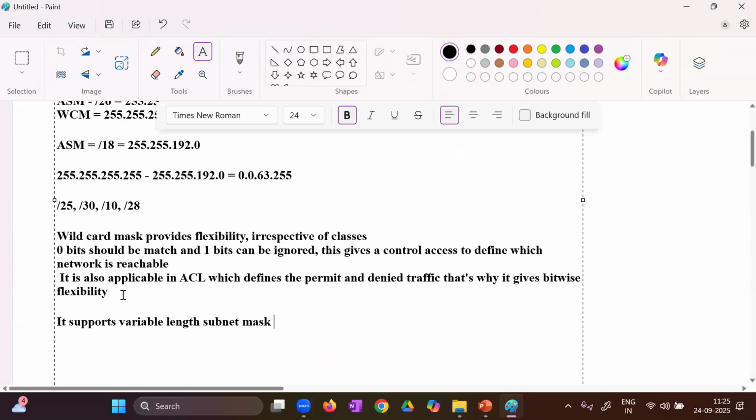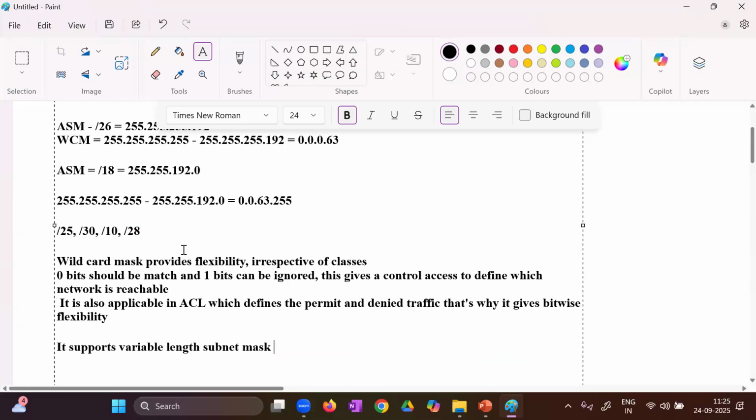Subnet mask, first thing. Then further you can explain that this gives more flexibility because it is irrespective of the classes, not dependent upon the classes. That's why. Then it supports what? Variable and separate mask. And in this, the rule says that 0 bits should be matching and other bits can be ignored.